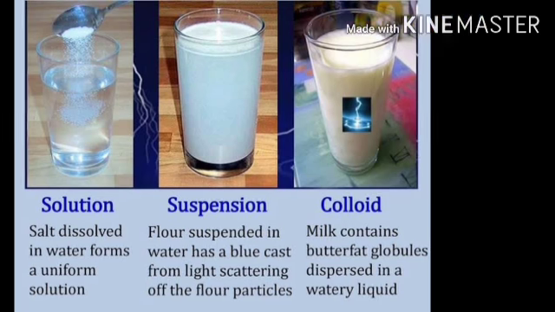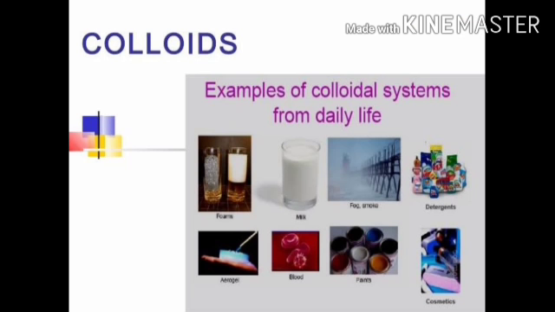So here are some examples of colloid systems. We can see foam, milk, fog. Fog means pogamanchu. And detergents when bubbles are coming, and blood, paints, milk. All these are examples of colloids.